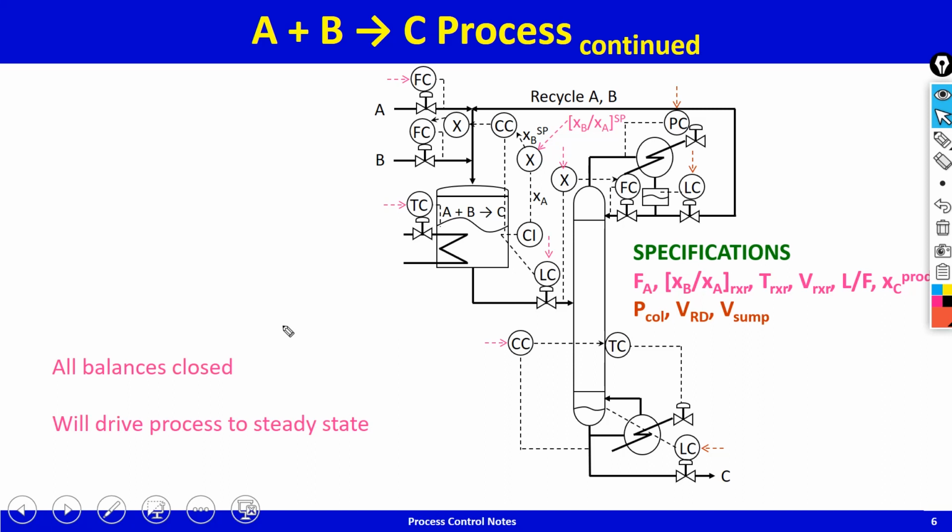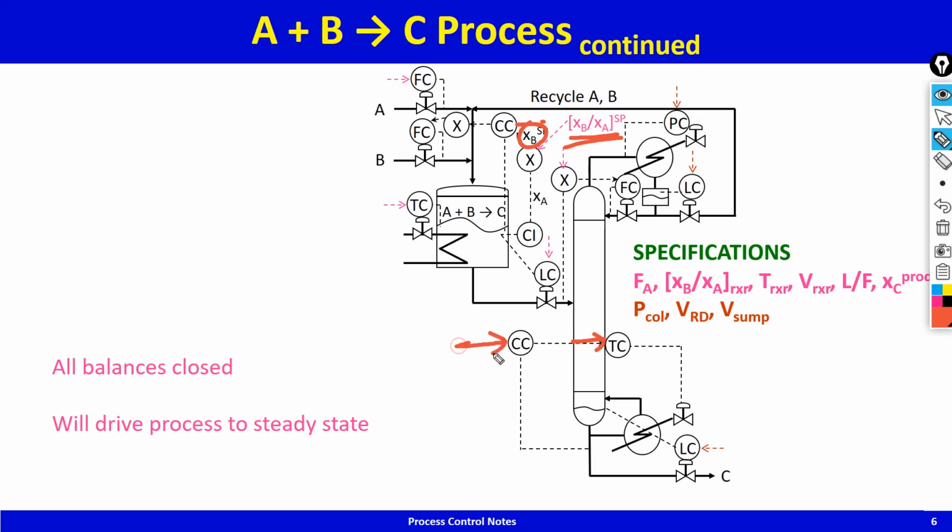In this case also all balances are closed. This structure will also drive the process to steady state, and maybe later on... this control structure and the previous control structure, how do they differ? They differ in what is being controlled. In the previous case, XB reactor was being controlled. In this case, this is what is being controlled. In the previous case, temperature of the column was being controlled.